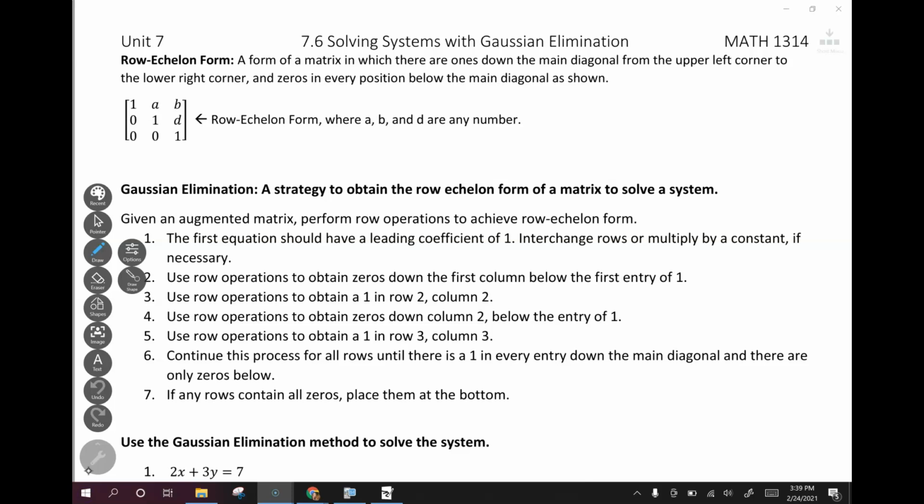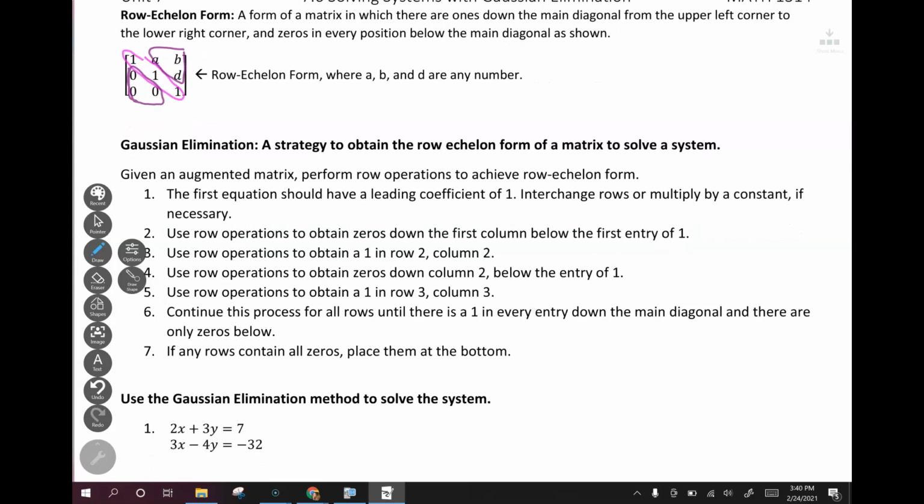There's a special form of a matrix called row echelon form. In this form, you have 1s down the main diagonal and 0s everywhere below that. So 1s down the main diagonal, and then everything below the 1s is 0. You can have any numbers above the 1s. That is called row echelon form.